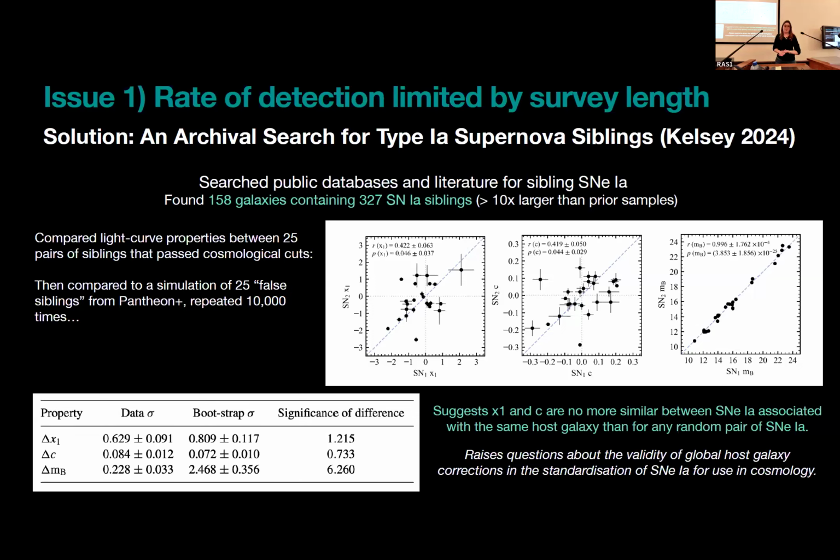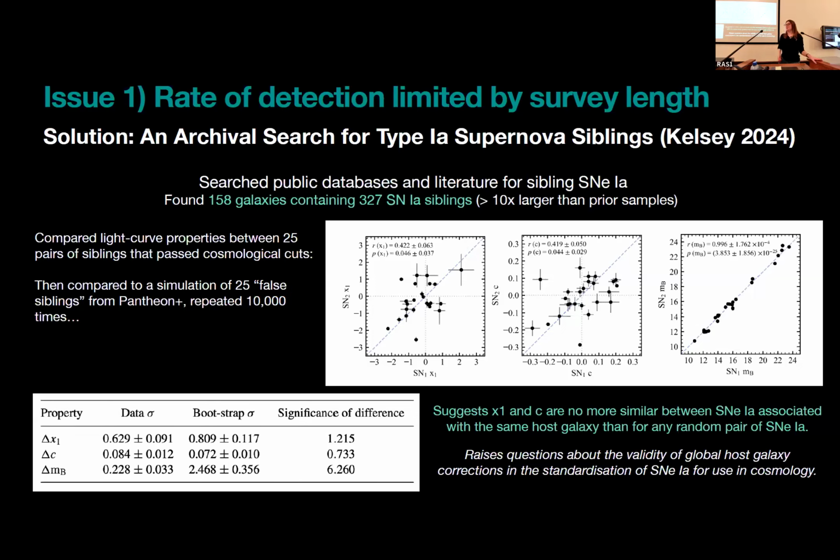What I did was compare light curve properties between 25 of these pairs of siblings that passed the traditional cosmological cuts on stretch, color, etc., compared to a simulation of false siblings that I obtained from Pantheon data, repeated that a lot of times, and basically tried to compare the stretches and colors between those sets of siblings. What I found was that stretch and color are no more similar between Type Ia associated with the same host galaxy than any of these random drawings of siblings. The only thing that was correlated was their redshift.